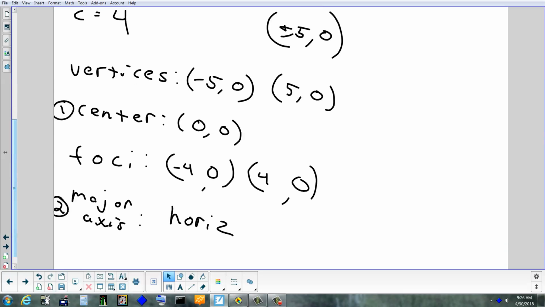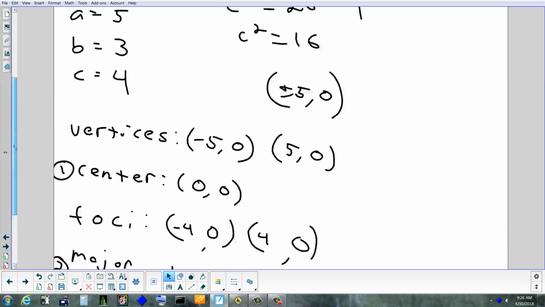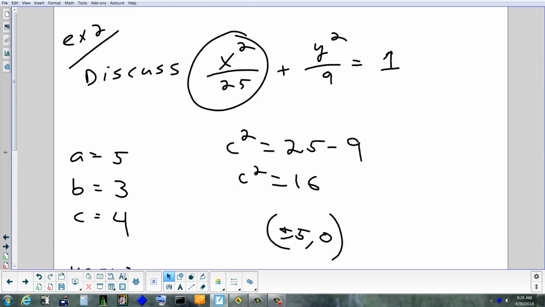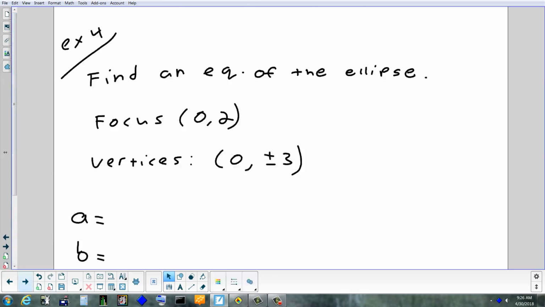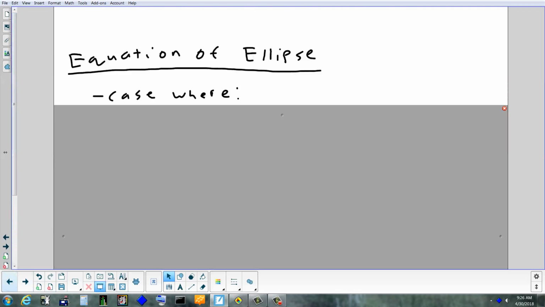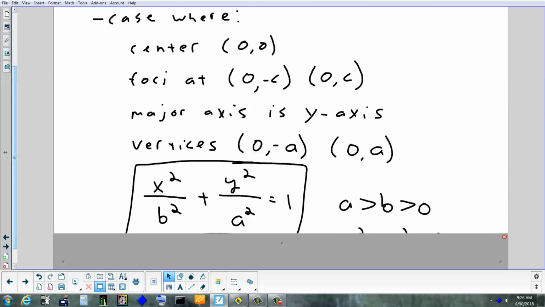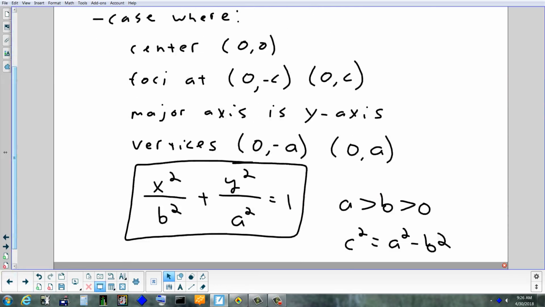Yeah. How did you find the axis? So if you look at where the bigger number is, if the bigger number is under x, then the major axis goes in the x direction. So when we get to something like, I'll show you in a second, this, which I'll put back on the board shortly, if a is always the bigger number, if the bigger number is under y, now it's up and down. Okay? And everything will be above, below the center. Okay?